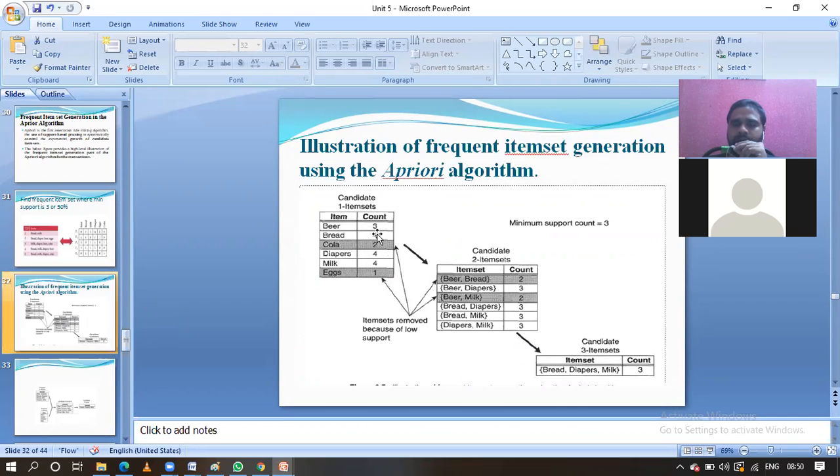Next, we have to generate the candidate two item set. For that, based on the minimum support, we are going to eliminate some of the items.